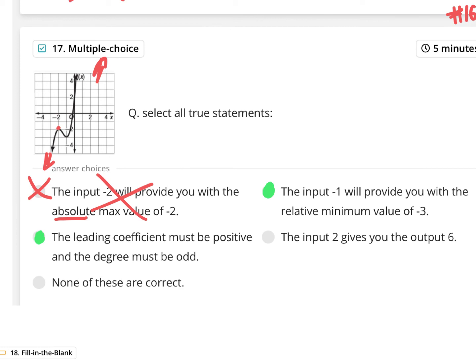And the last one, the input 2 gives you the output 6. Does the input 2 give you the output 6? No. You see how that's way steeper? It's not going to go from here to there, right? Right here's the output 6. The input 2, output 6 is right there. It's not going to bounce over there. It's going to keep going up. It'll eventually get to that x value, but it's steeper than that. So this cannot be a true statement. So out of all these, only these two are the correct ones.